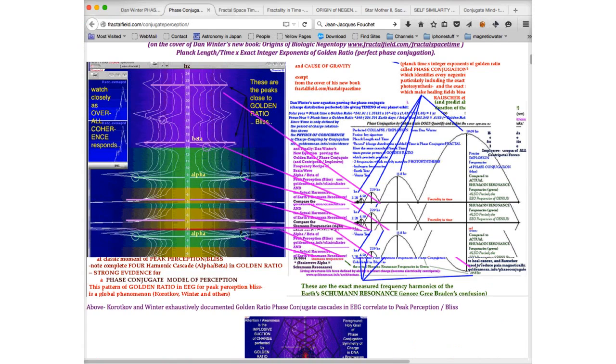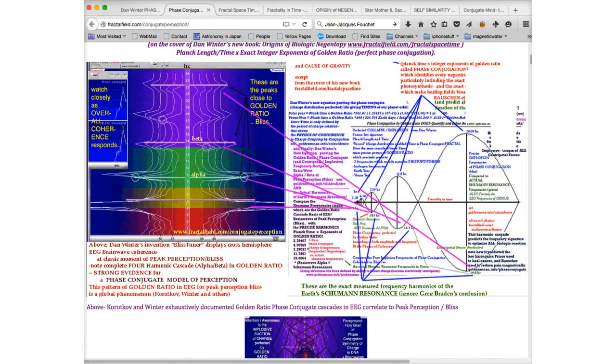So here is the cover of my book, and here's my equation in blue, Planck time times exponents of golden ratio, and you get this caduceus cascade here. I'll read the numbers, they're too small for you: 2.78 hertz, 4.5, 7.29, 11.8, and 19.09 hertz. That's this cascade, and you can find it on the cover of my book, which is free with this course. So Planck time times exponents golden ratio produces that cascade called a caduceus phase conjugation.